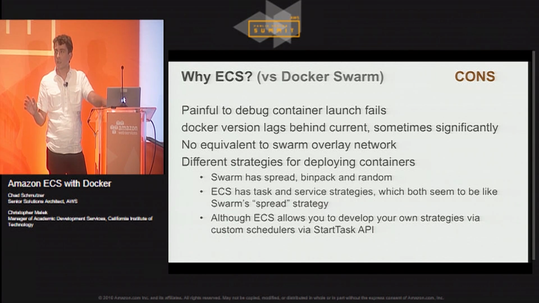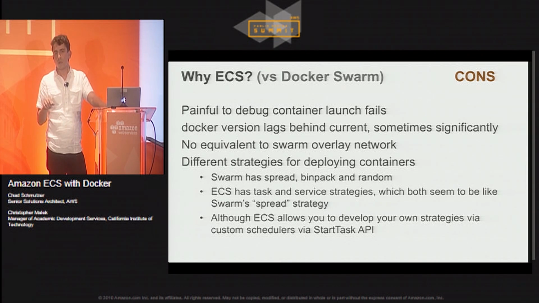So I didn't sound like a total AWS fanboy, I had to make a slide up about things that I didn't like about ECS, but I really had to struggle. One thing, it is kind of painful to debug container launch fails. It is somewhere in the AWS console, but it's not easy to find. The second one is just not true anymore since I wrote this slide. They are up to current now.